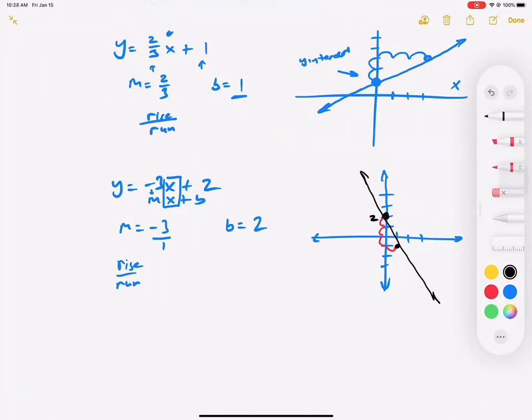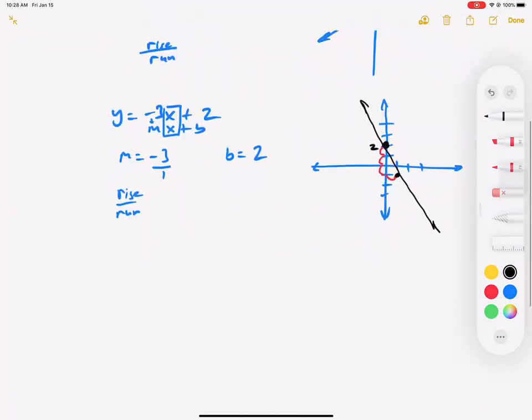Okay, so graphing in slope-intercept form was actually one of our easiest ways of graphing. But what if it wasn't in this form? So let's look at another very popular form that we had. And this next form was called standard form.